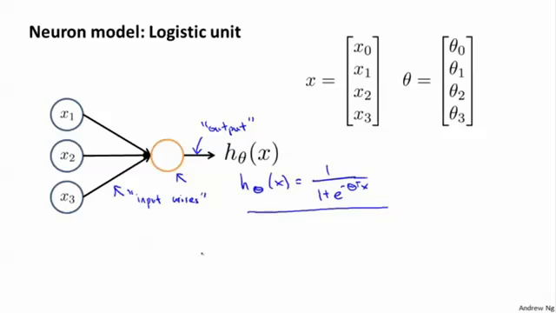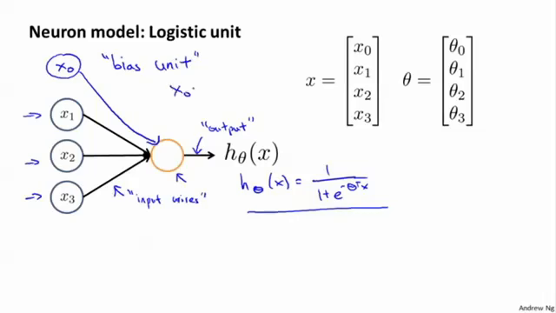When I draw a neural network, usually I draw only the input nodes x1, x2, x3. Sometimes when it's useful to do so, I'll draw an extra node for x0. This x0 node is sometimes called the bias unit or the bias neuron. But because x0 is always equal to 1, sometimes I draw it and sometimes I won't, depending on whatever is more notationally convenient for that example.